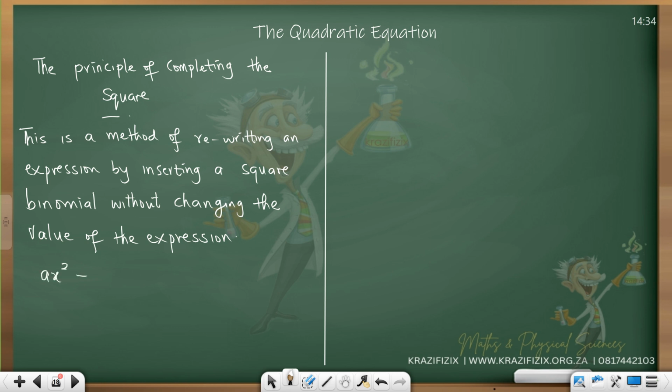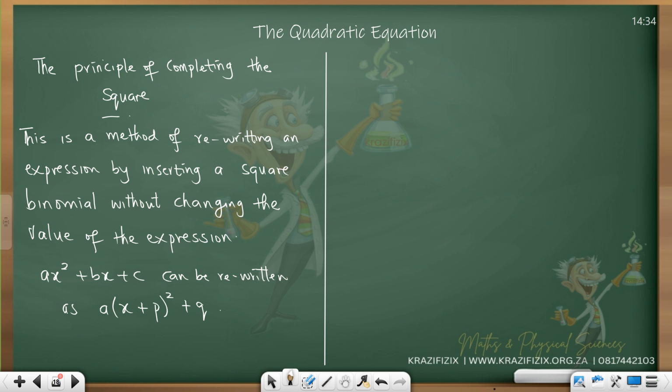So ax squared plus bx plus c can be rewritten as a(x plus p) squared plus q. I'm going to bring in a bit of functions here quickly. I'm going to later tell you what p is and what q is. For now, just write it like that. Remember, I told you we were doing functions. So I want you to see the beauty of maths.